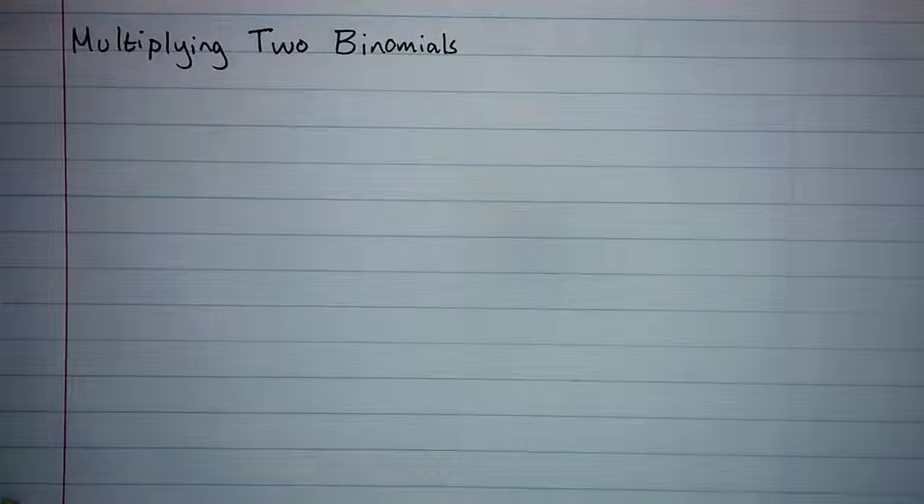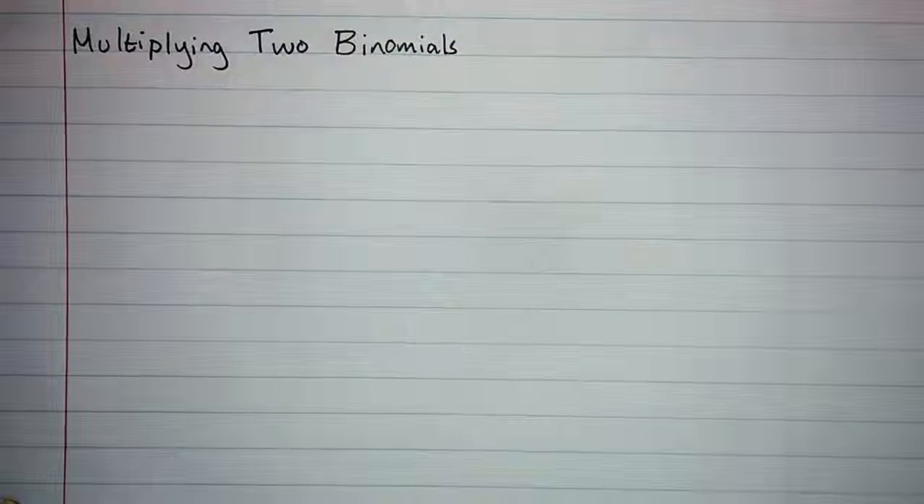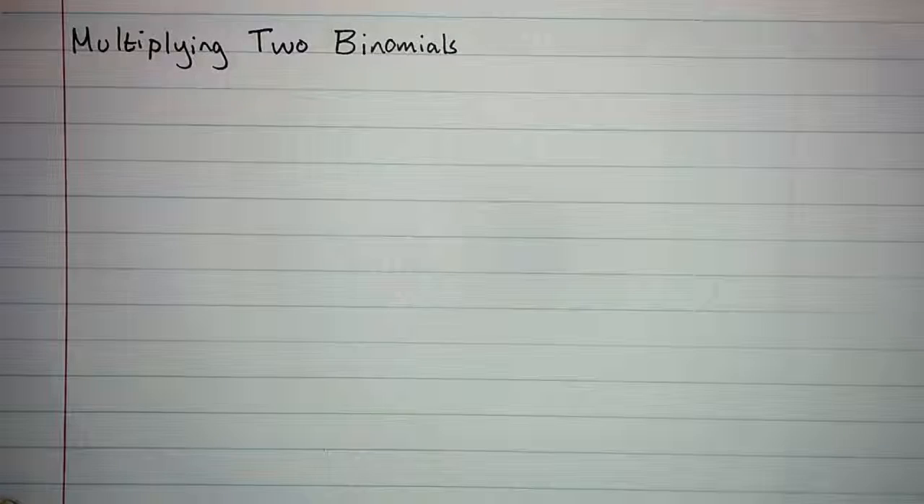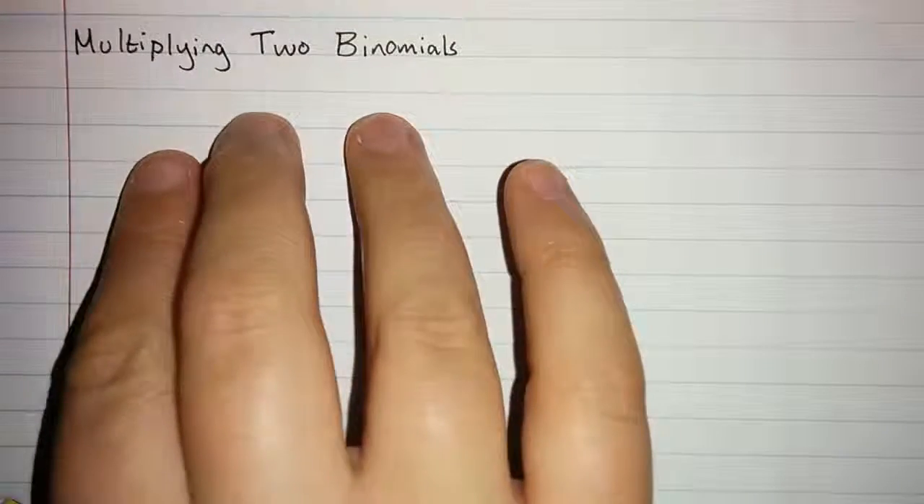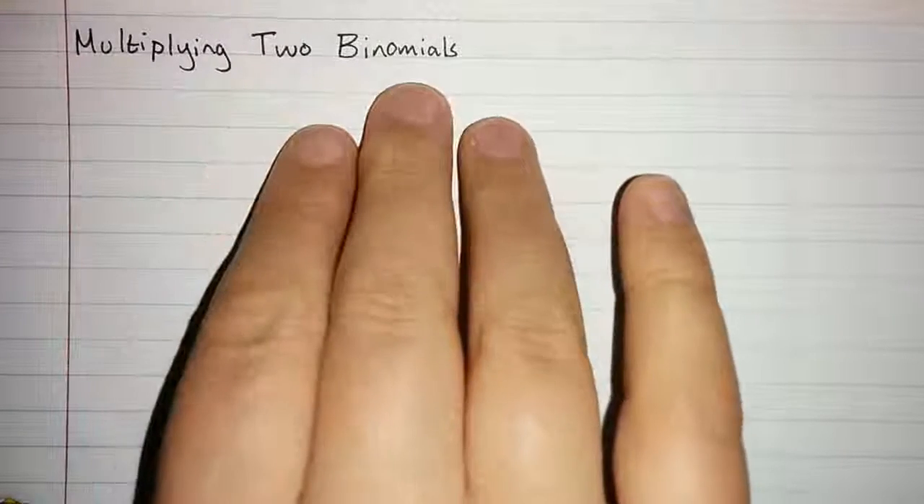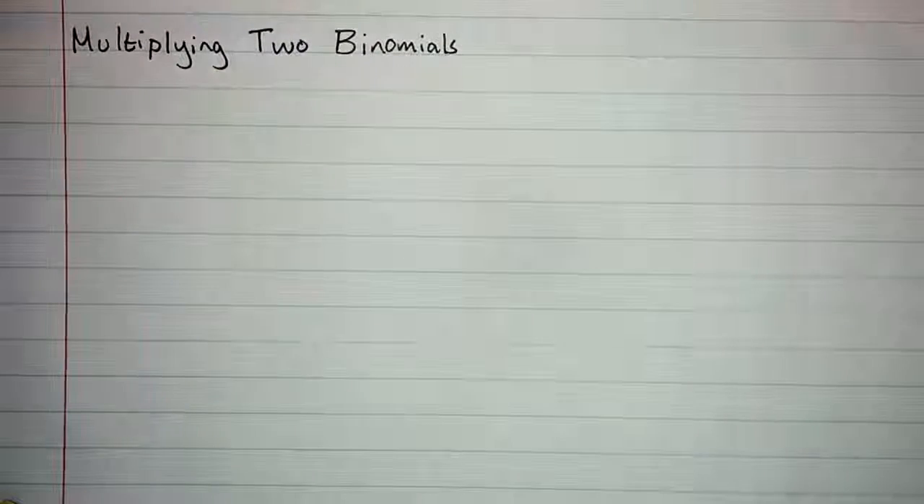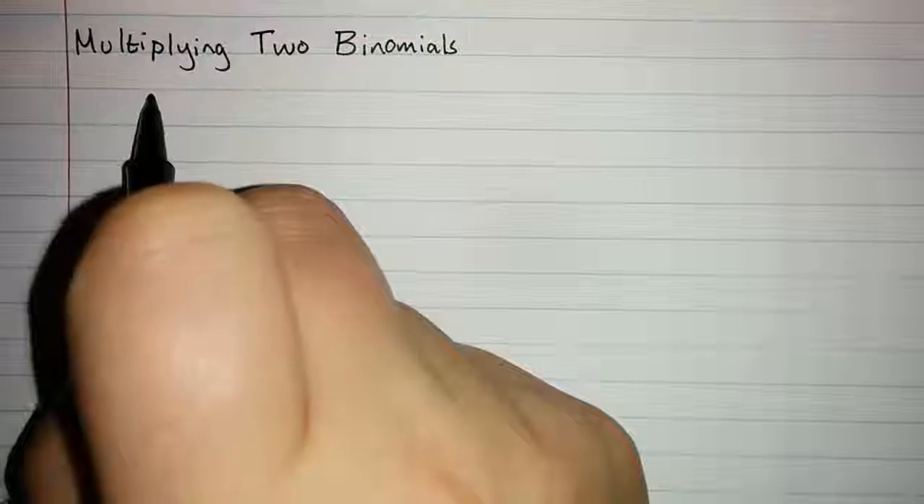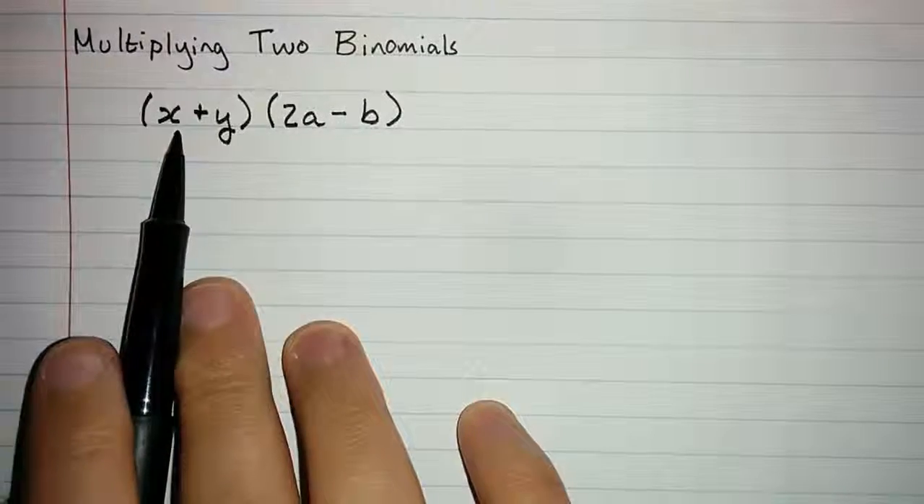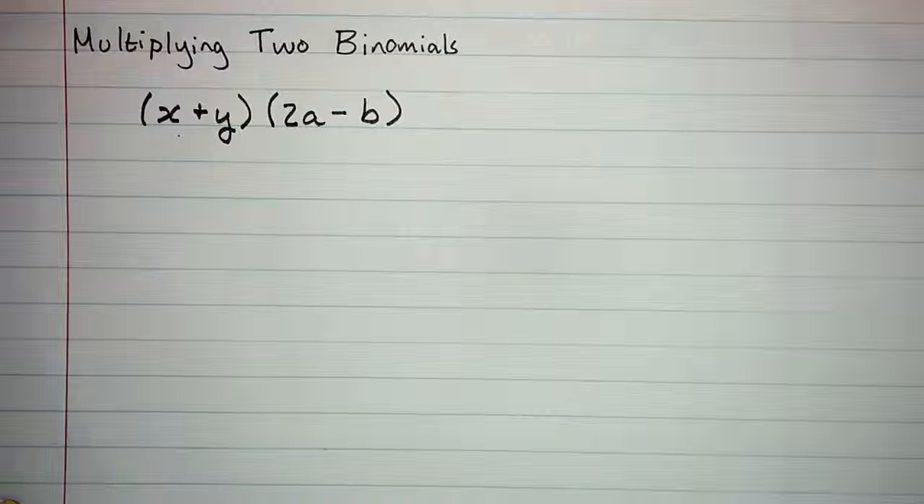To multiply two polynomials together, things sometimes get a little bit messy. With that in mind, let's look first at what happens when we multiply two binomials, so two polynomials with two terms each. Let's suppose we want to multiply the binomials x plus y times 2a minus b. Again, this is a job for the distributive property.